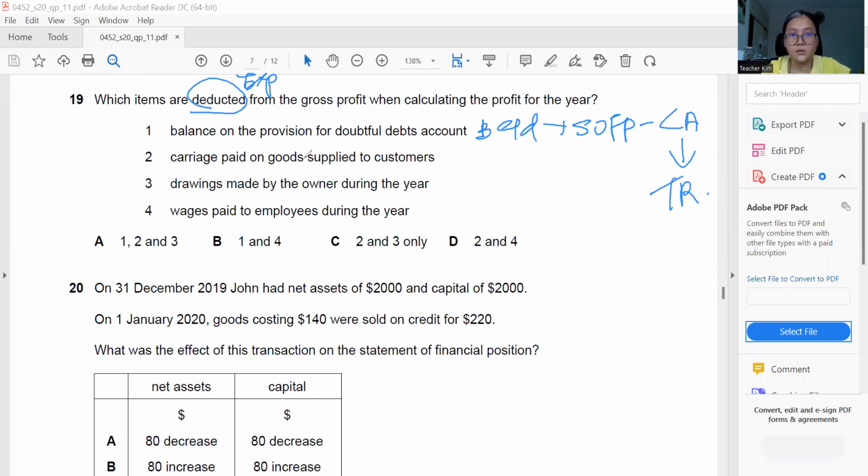Carriage paid on goods supplied to customer. This is a carriage outward. Carriage outward is one of the items deducted as expenses. Drawing made by the owner is under the capital section. Deduct from capital section, not from the profit. Wages paid during the year is one of the items. So it should be 2 and 4. So the answer should be D. Okay, now let's continue.